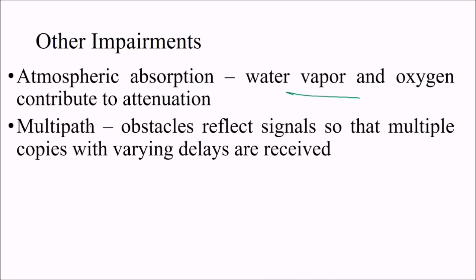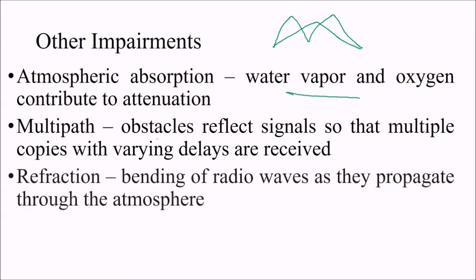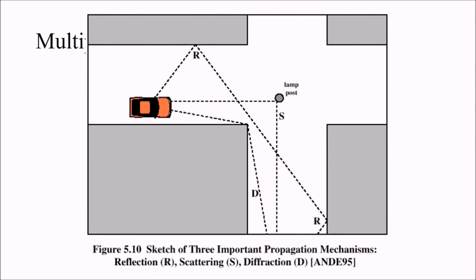Then multipath: obstacles reflect signals so that multiple copies with varying delays are received. Like this, one is received like this, the other is received like this. So these are multipath. Then refraction also, the bending of radio waves as they propagate through the atmosphere. Here is an example. Say a car is there, and there is a lamp post. Now reflection: the horn goes here, the sound goes here, and it is reflected. So this is reflection. What about scattering? Scattering is like this: it is scattered by the lamp post and comes here. And then finally there is diffraction. When it comes to the edge, it gets diffracted.